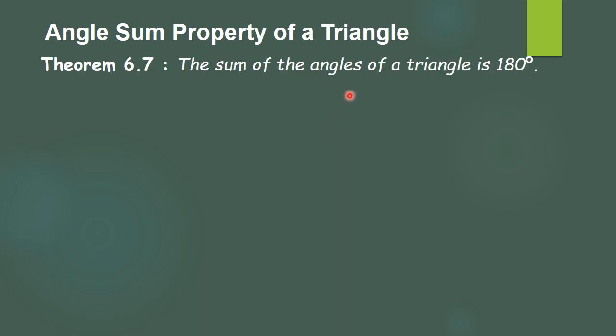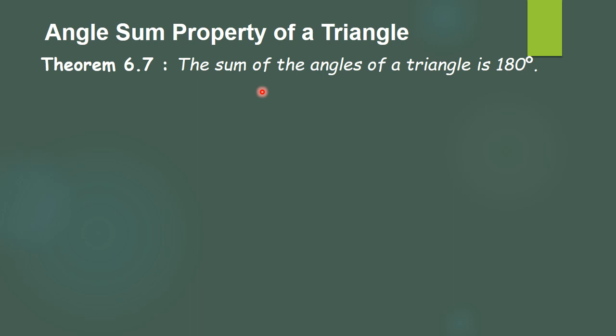What is meant by angle sum? The word says that sum is addition. Addition of the angles of a triangle is always 180 degrees. That is the theorem given. Now the proof of this theorem is in your course.